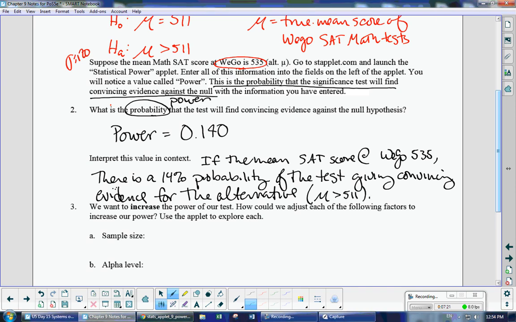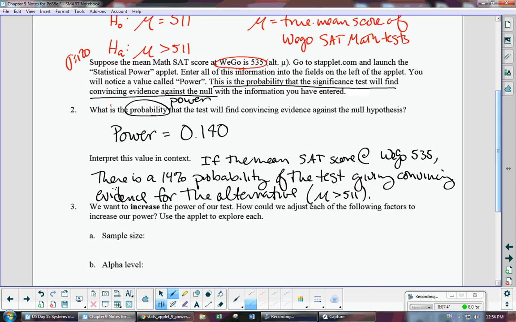So in some ways you can look at this and say, okay, well, if it's only a 14% chance, is it really worth taking a look at? Not that you wouldn't, but it's just one of those things you know going in that you're probably going to have a problem with this. So you want to increase the power as much as possible. There's a couple of different ways you can increase the power. Let me show you what those are.